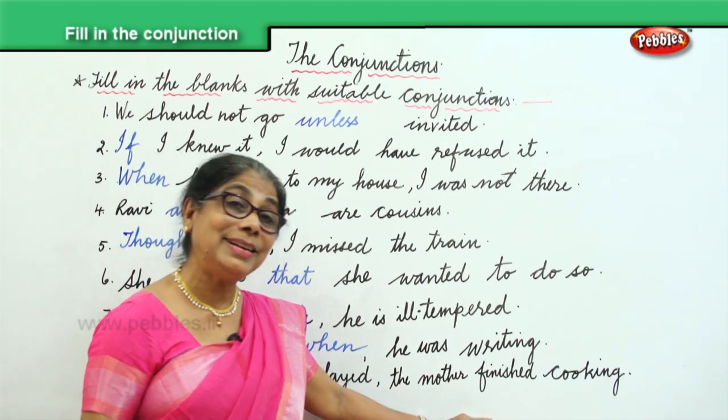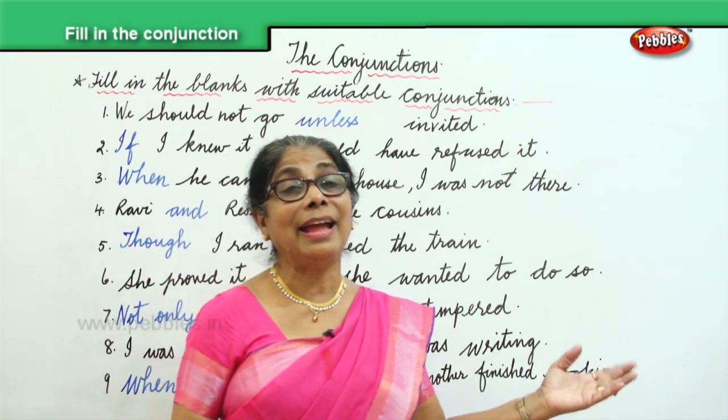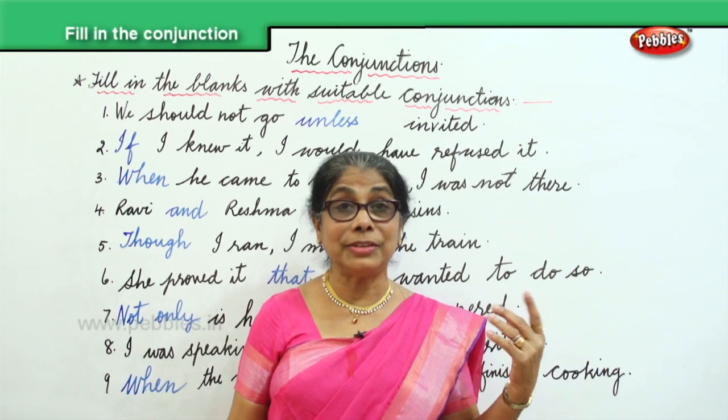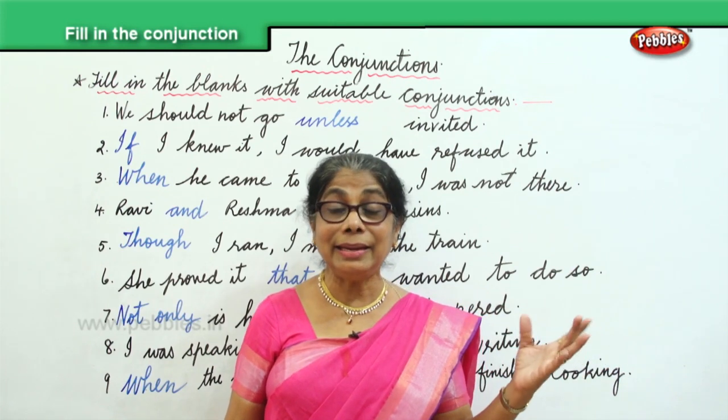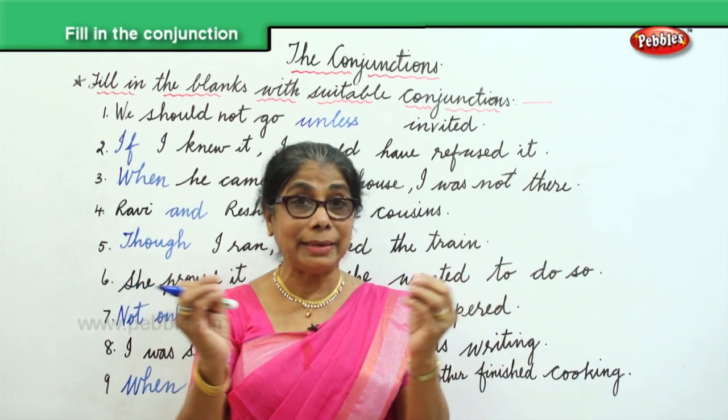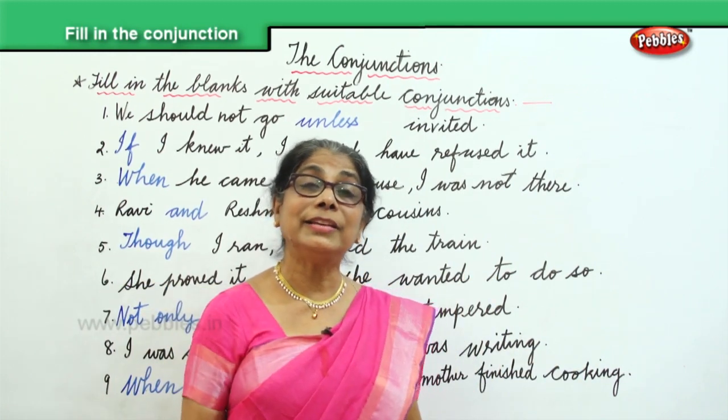So now we have learned inserting, circling, underlining, and we learned three different types of conjunctions: coordinating, subordinating, and also using pairs called correlative conjunctions.